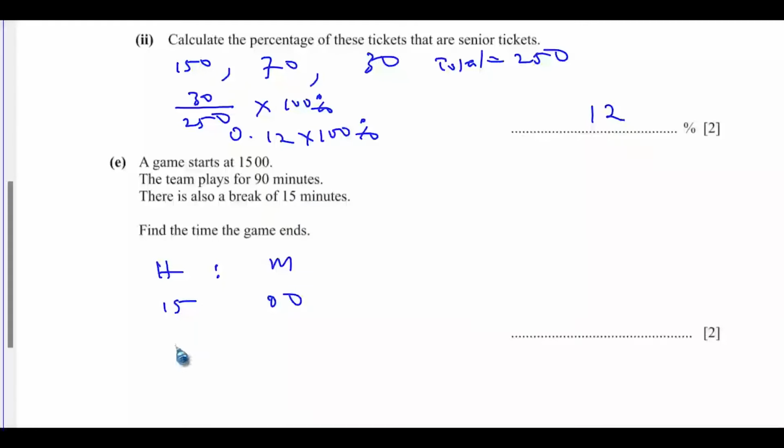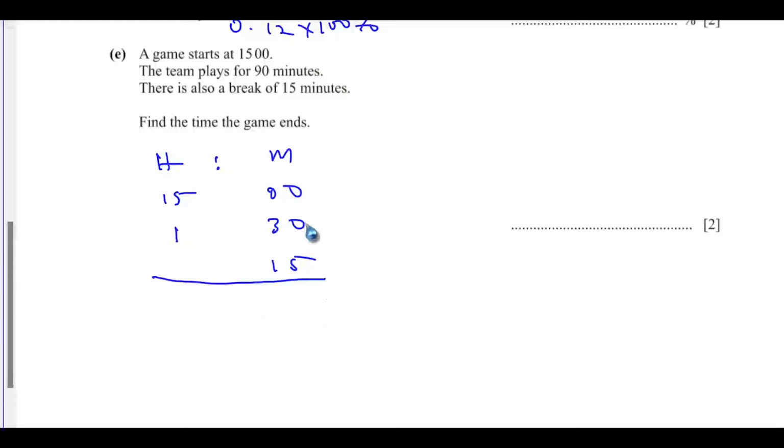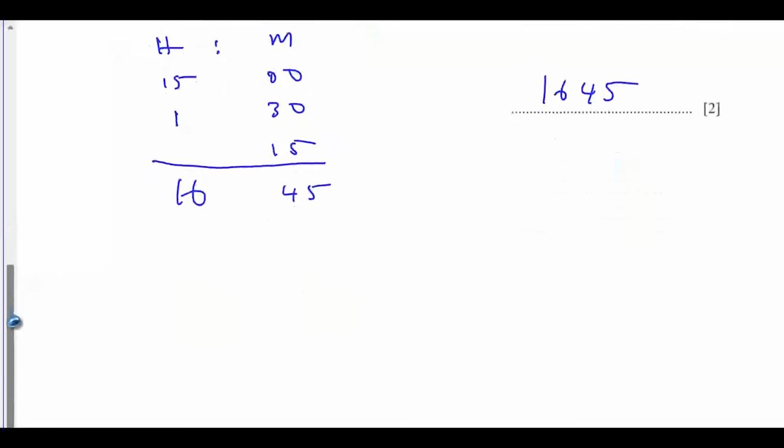So 90 minutes is 1 hour, 30 minutes, okay? That is 90 minutes. So we have 15 minutes here. Then let's add everything together. So this and this will give you 45, that is 30 and 15. Then this and this will give you 16. So that means the game ends at 16:45. Let's go to the next question.